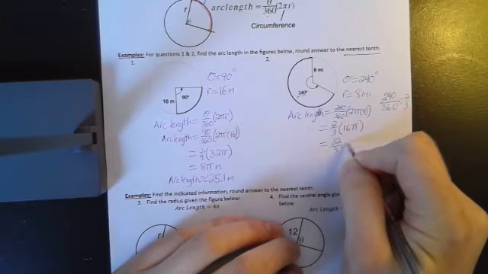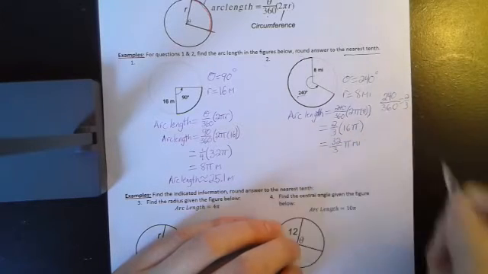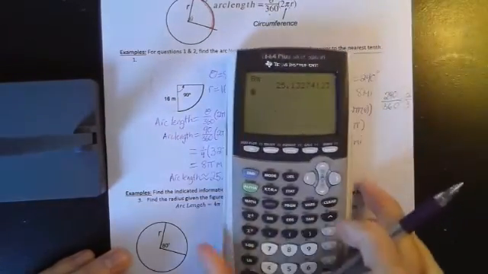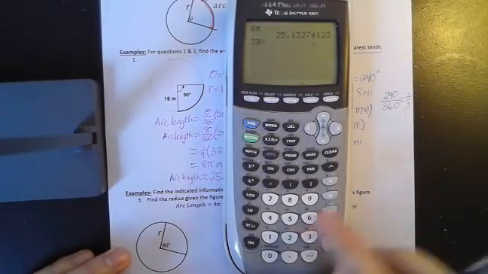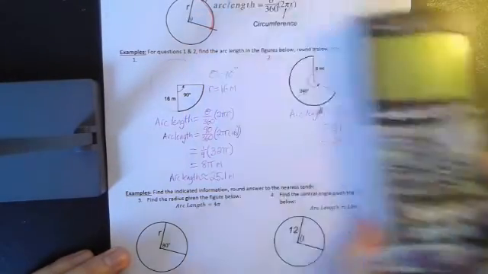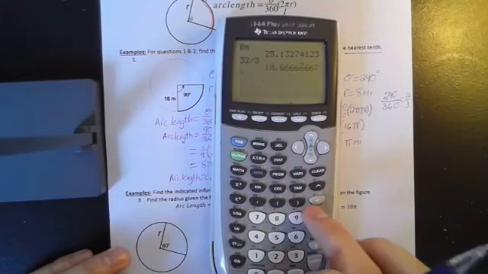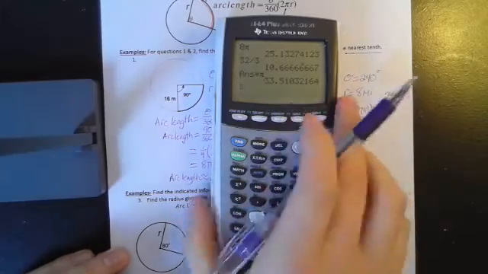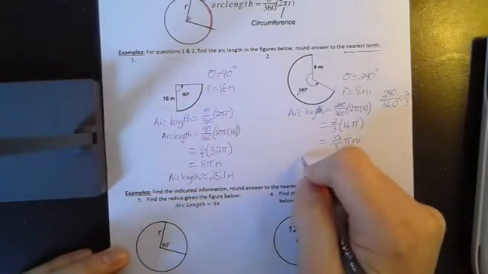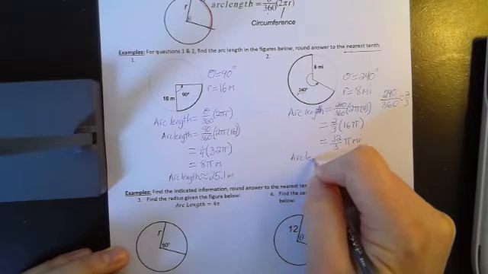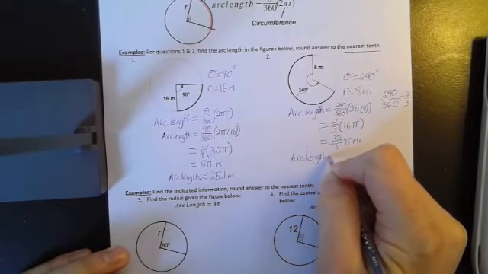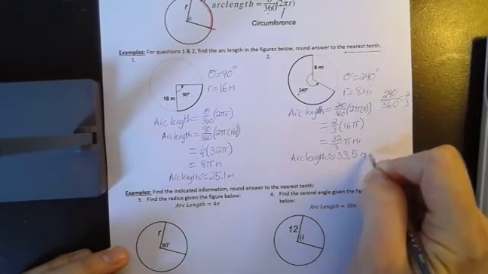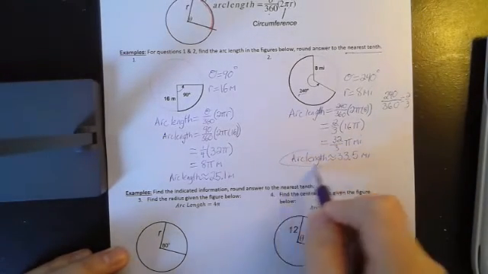over 3 pi miles. Now again, we're looking for our answer rounded to the nearest tenth. So we can plug that into a calculator. What I would do is type in 32 divided by 3 first, and then multiply that by pi. And I get that my arc length is 33.5 miles. So my arc length is approximately 33.5 miles. Okay.